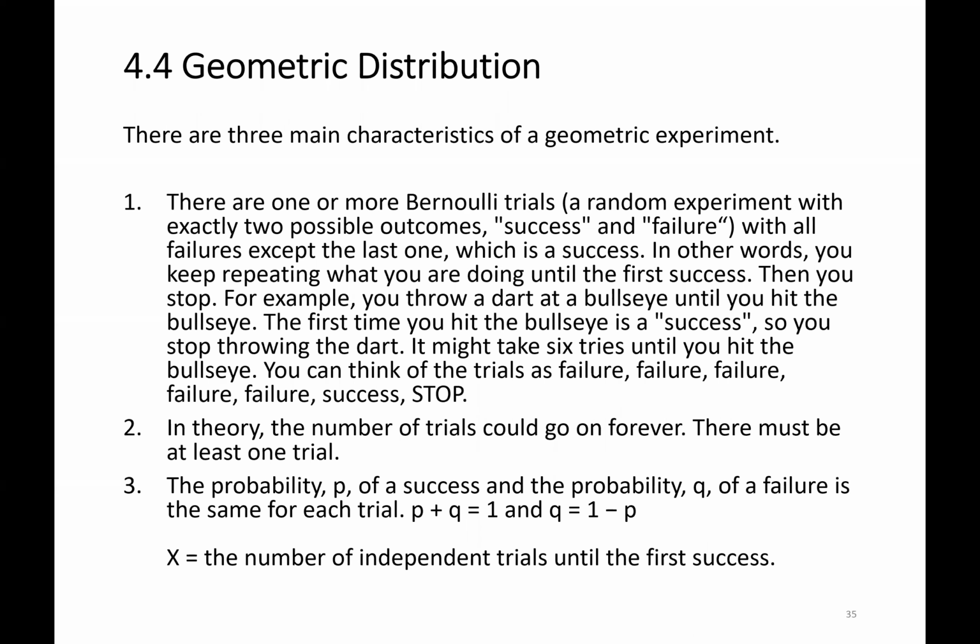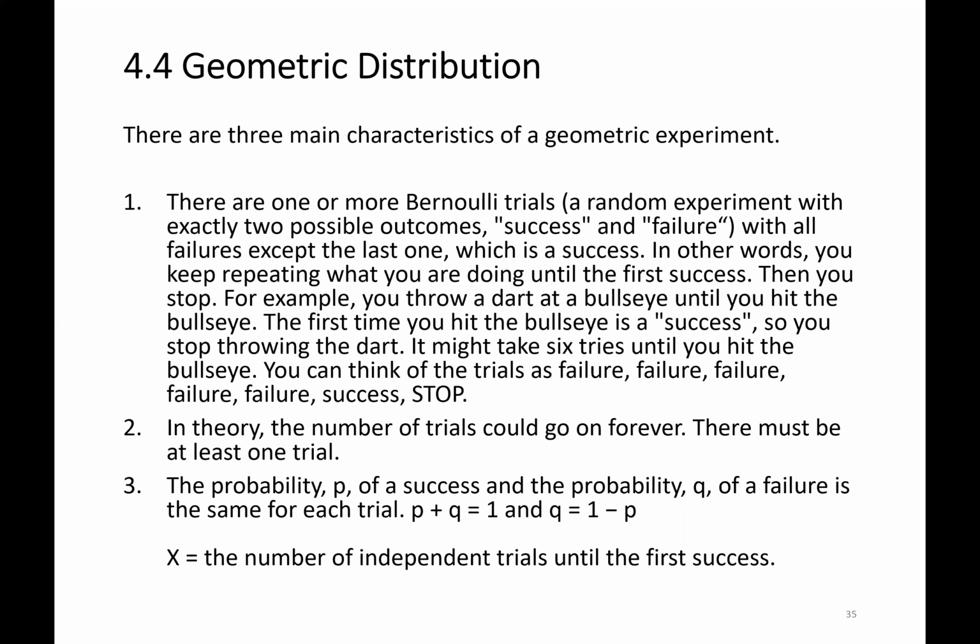In this video, we're going to look at the discrete probability distribution, the geometric distribution. There are three main characteristics of a geometric experiment. There are one or more Bernoulli trials. What does this mean? This means you have a random experiment with exactly two possible outcomes, either a success or a failure, with all failures except the last one, which is a success.